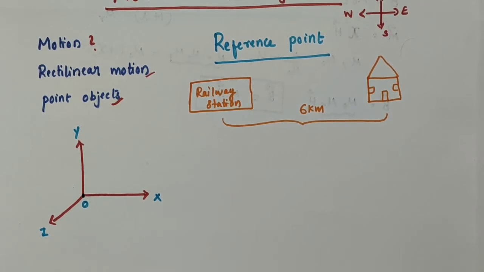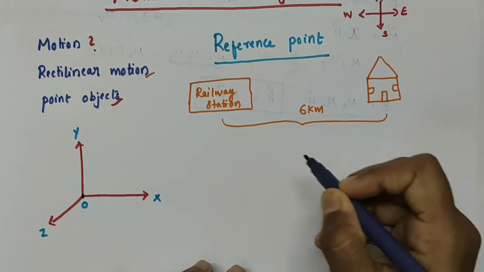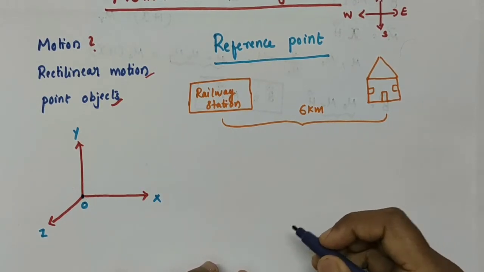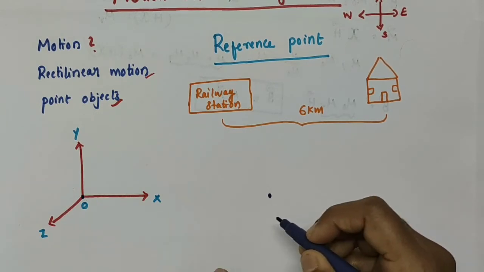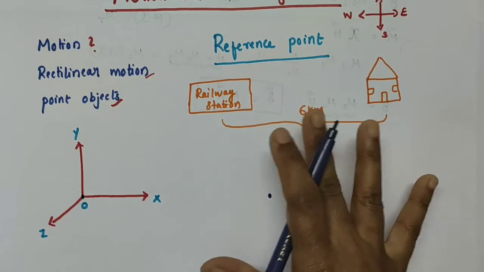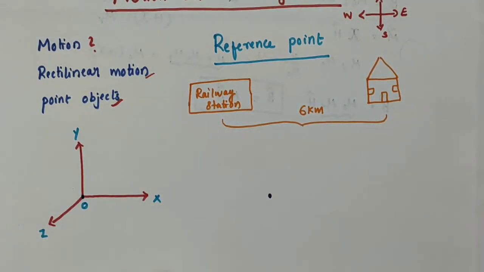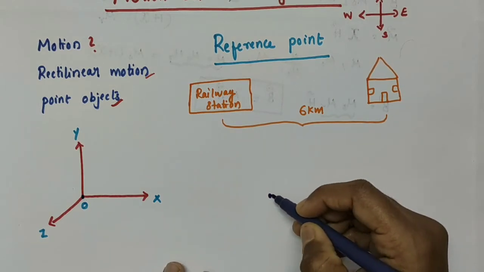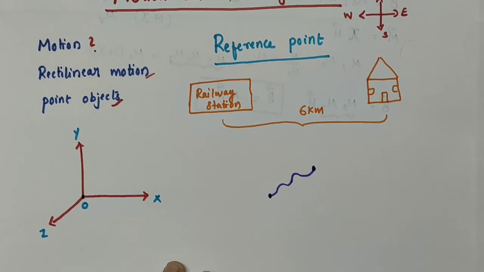For example, let an ant move on a surface. Let the ant start moving from a particular point somewhere here on the surface of this paper. Then it moves like this. Then after some time, it reaches somewhere here.